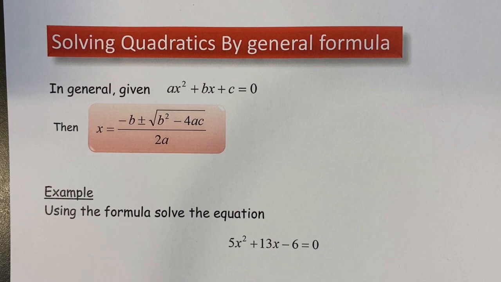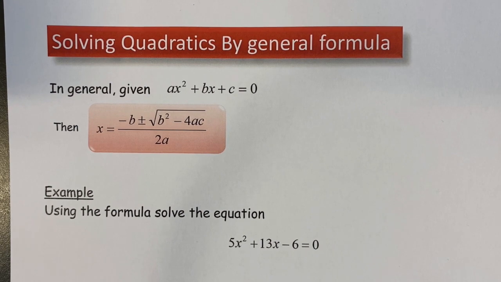So when we struggle to factorise a quadratic because it can't be factorised, then there is an alternative. The alternative is the quadratic formula, which is given there. The quadratic formula is for any quadratic of the form ax squared plus bx plus c equal to nothing. As with any quadratic, to solve it, it's got to be equal to nothing.